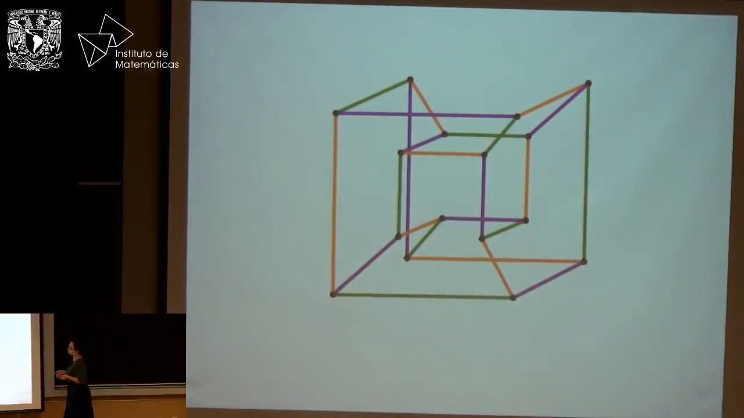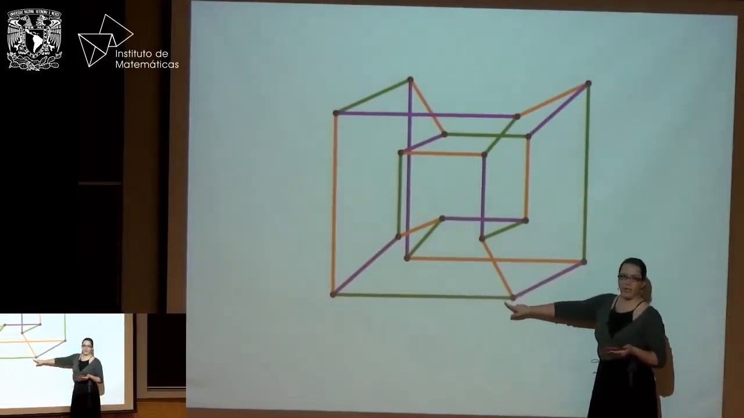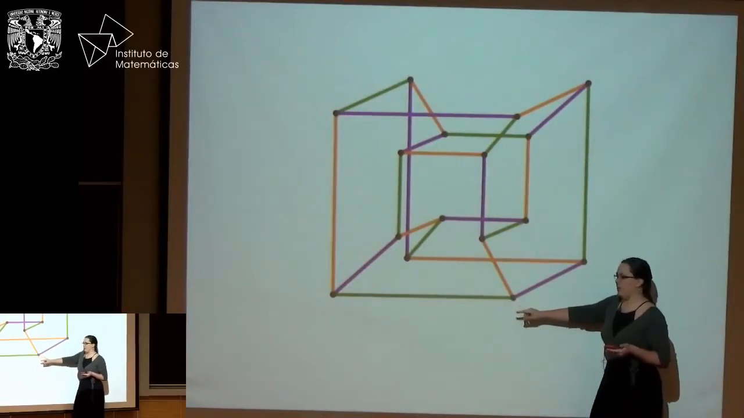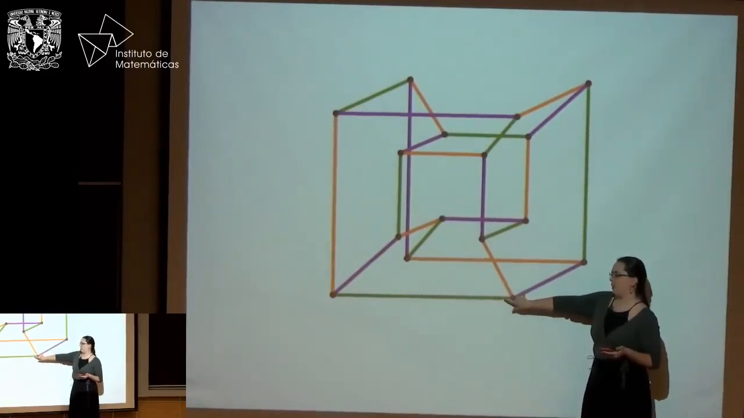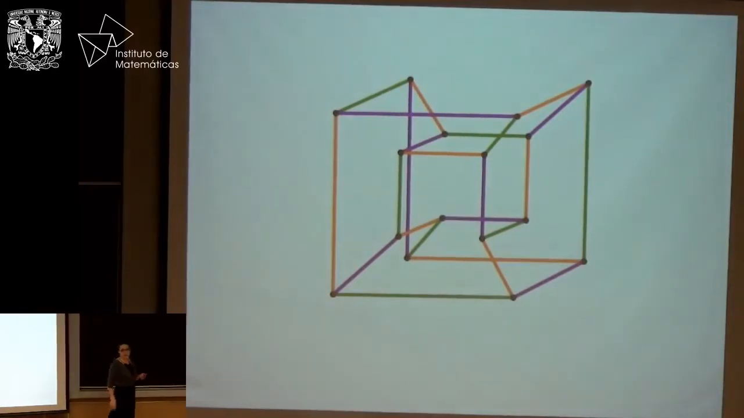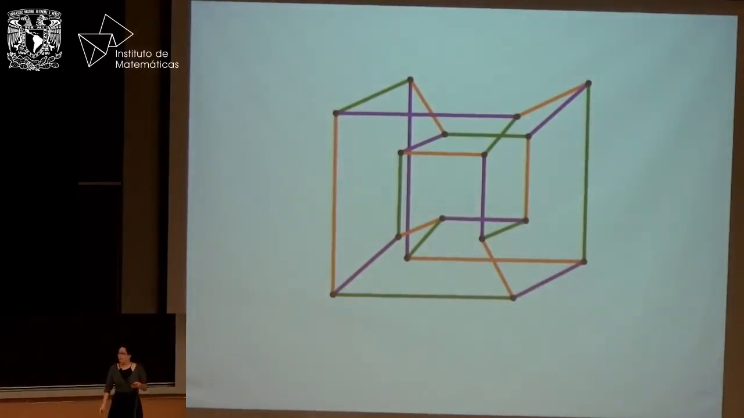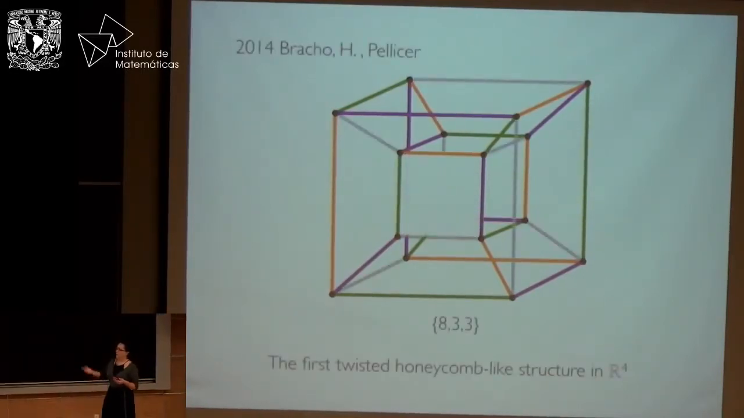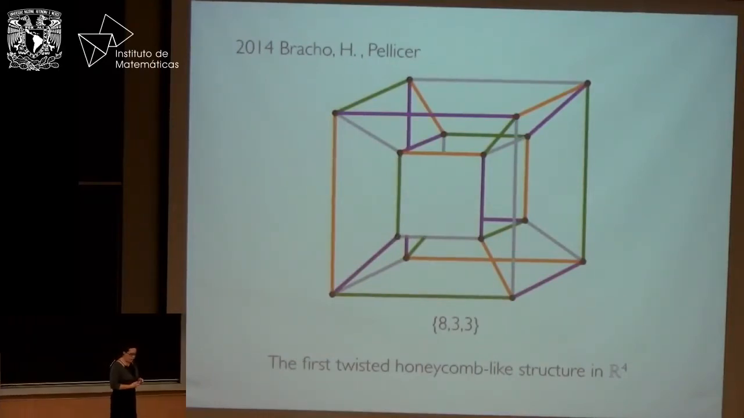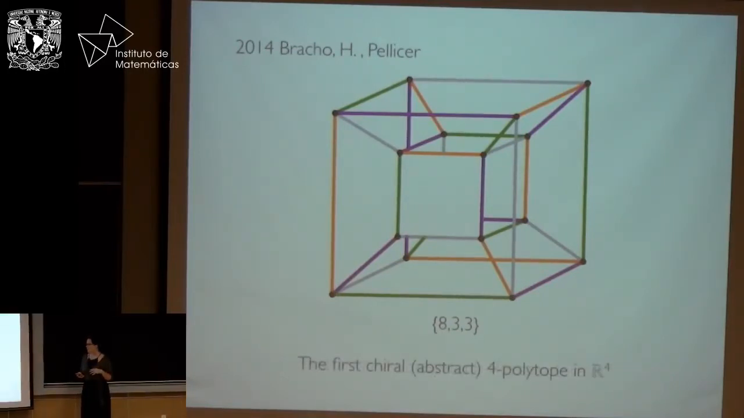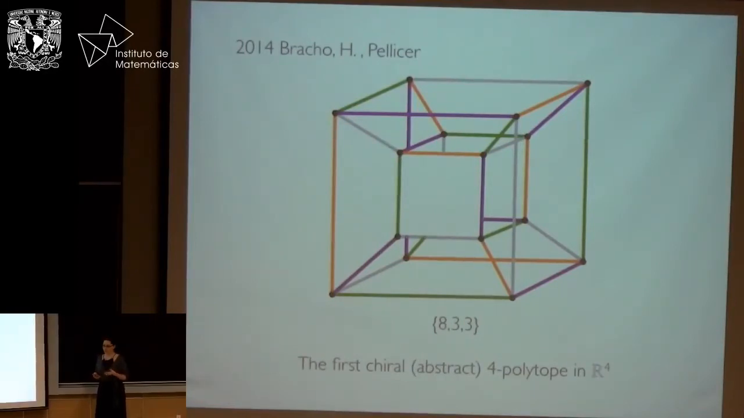And then the vertex figures, they're really easy to see because I only have three edges here per vertex. So the vertex figures are going to be triangles because these two are in one polygon, these two are in another polygon, and these two are in another polygon. So this is a polyhedron with my definition. So now I take the collection of all these polyhedra, and I get this thing. And this thing, we got this thing in 2014. It's a joint work with Rolly and with Daniel Pellicer. And this is the first, I put here, twisted honeycomb-like structure in R4. More formally, and in a few minutes you're going to know what I mean, it is the first chiral abstract polytope in R4.